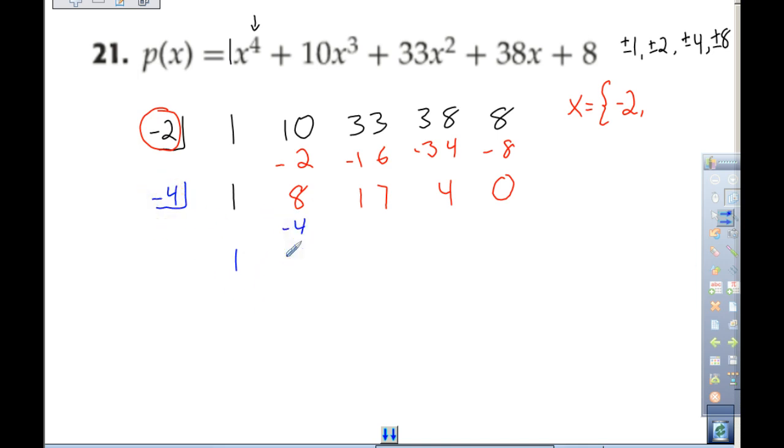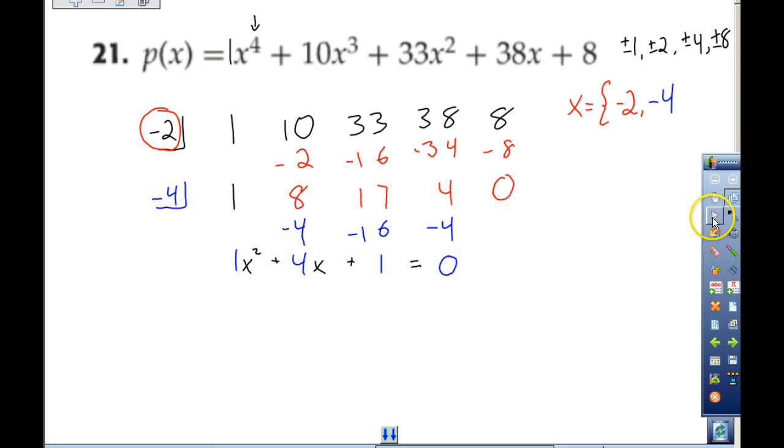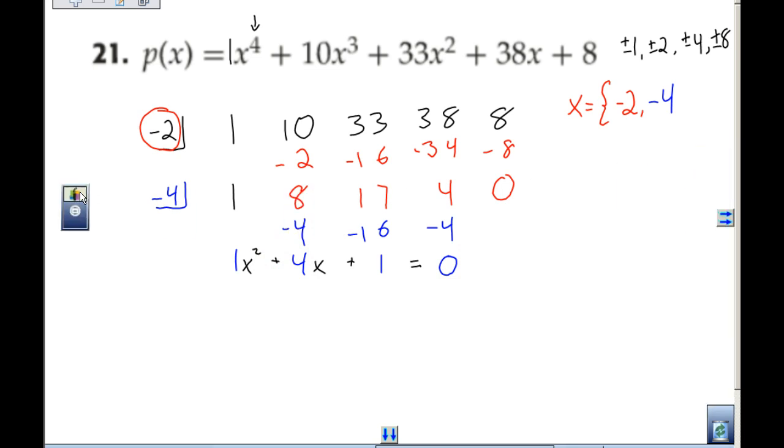So we'll have -4, 4, -16 will give us 1, and -4 will give us 0. So now we know -4 is our second of 4 roots. Okay. Now we have a quadratic. x squared plus 4x plus 1 equals 0. And now we can solve that quadratic using any method we want to get our last two roots.